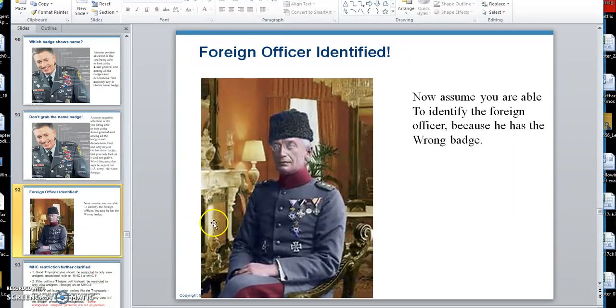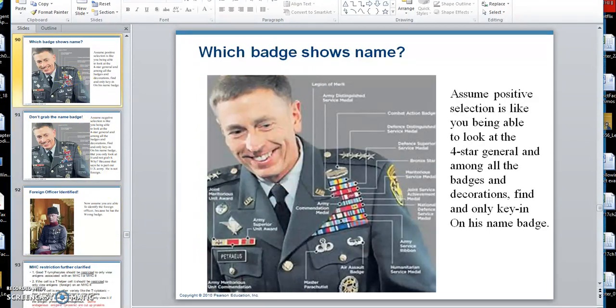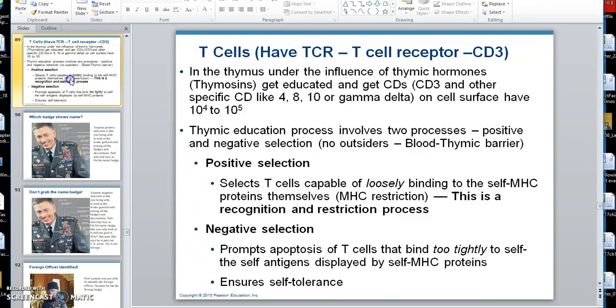This particular guy has a lot of badges too, but he doesn't have a U.S. deal. So the key is to be able to look at all of these, and that's MHC restriction. Don't view anything else. Just look for what you've got to look for. Okay? That's positive selection. When you see it, just lightly touch it. Don't hold on to it. Lightly touch it, just to be sure.